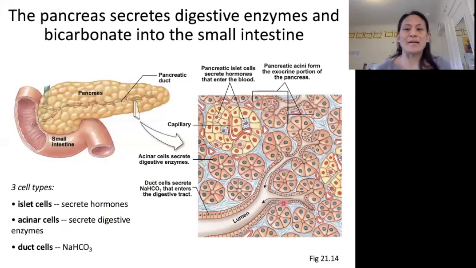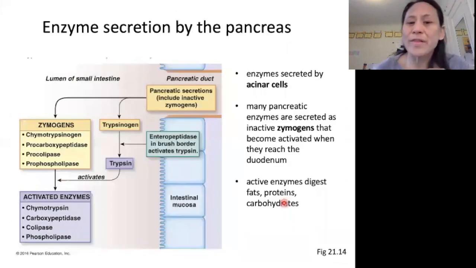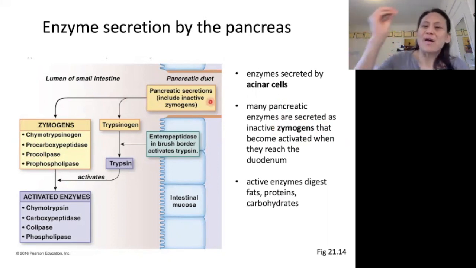All right, so let's take a closer look at the processes of secretion in these exocrine cells, the acinar cells and the duct cells. Starting with the acinar cells, I want to remind you that the acinar cells are going to be secreting enzymes. And what I want to say about those enzymes is most of them are actually secreted in an inactive form. The inactive form we refer to as zymogens. Those are shown right here. This is a list of zymogens that are secreted by the pancreas. Those zymogens then, at the time that they reach the duodenum, become activated and become active enzymes.